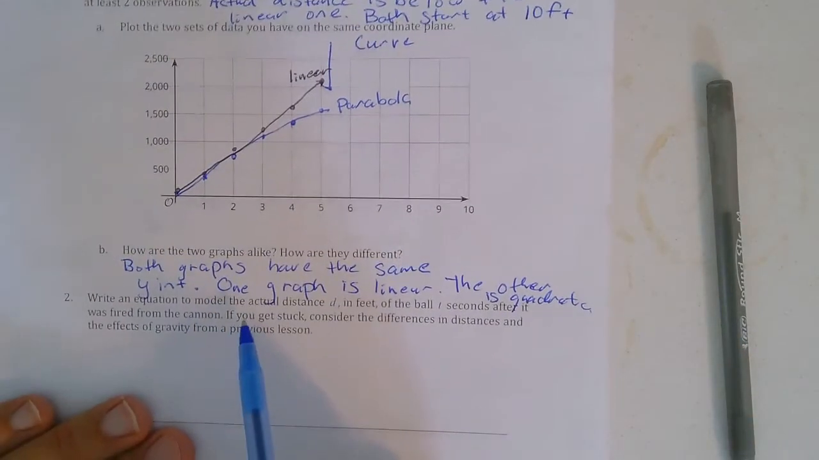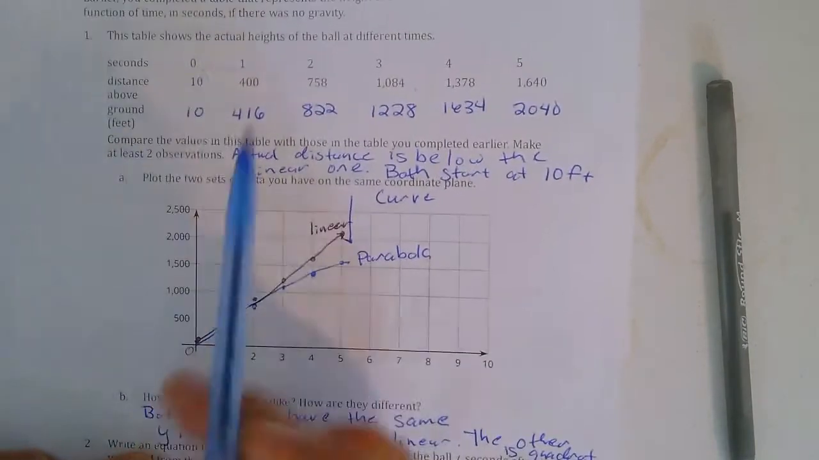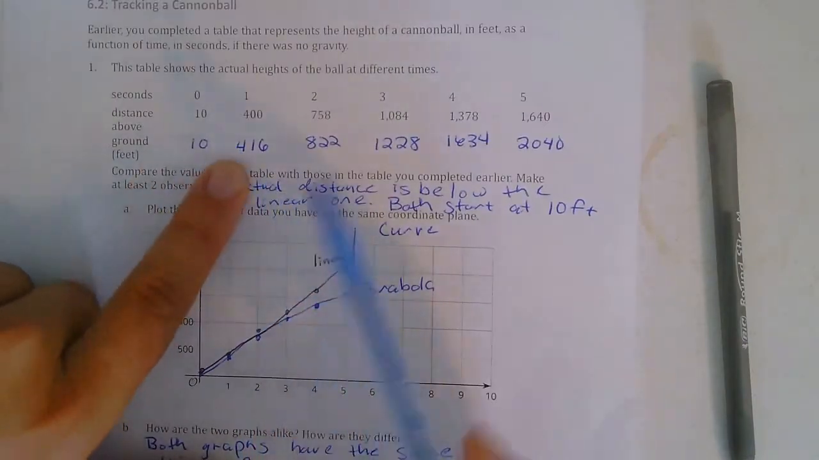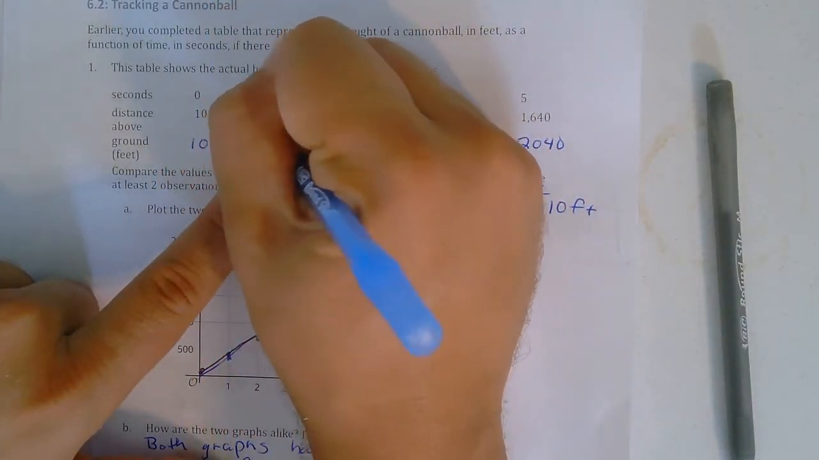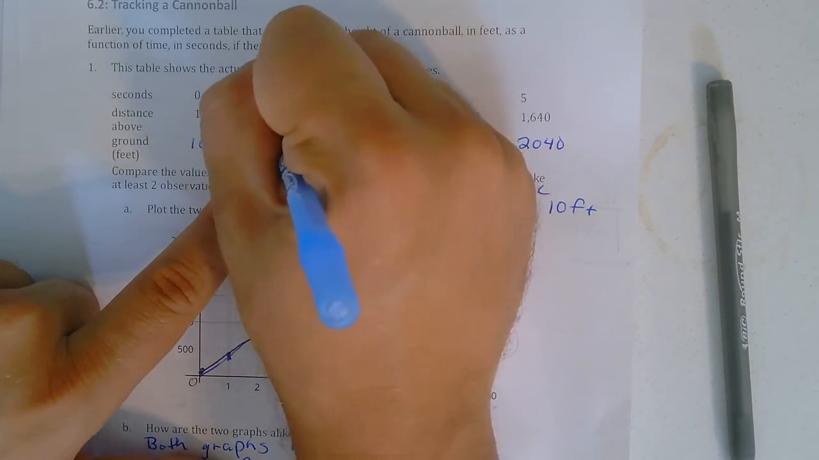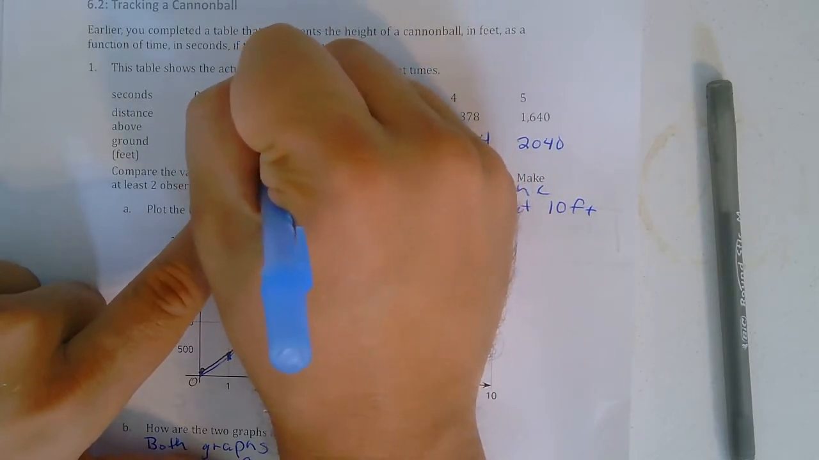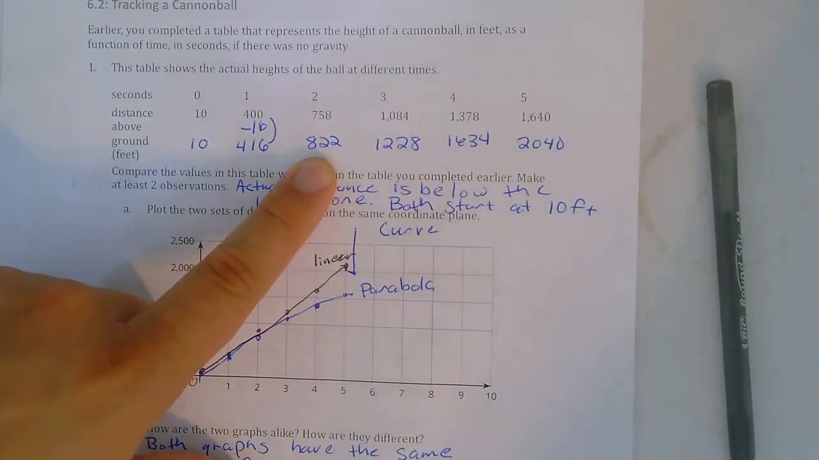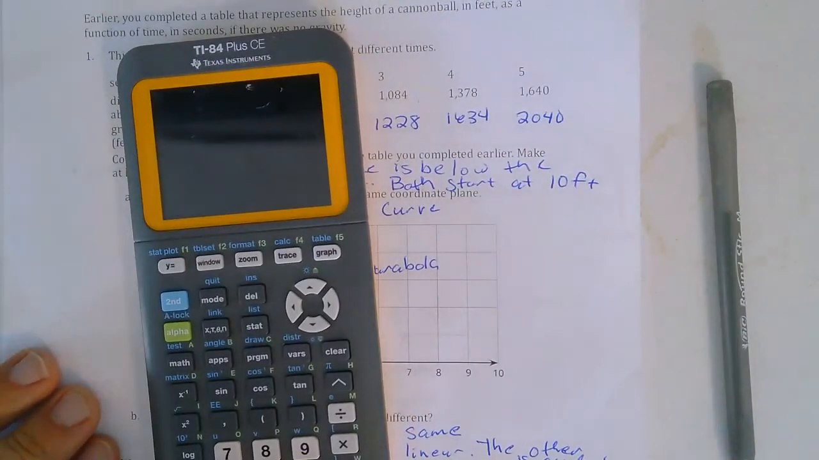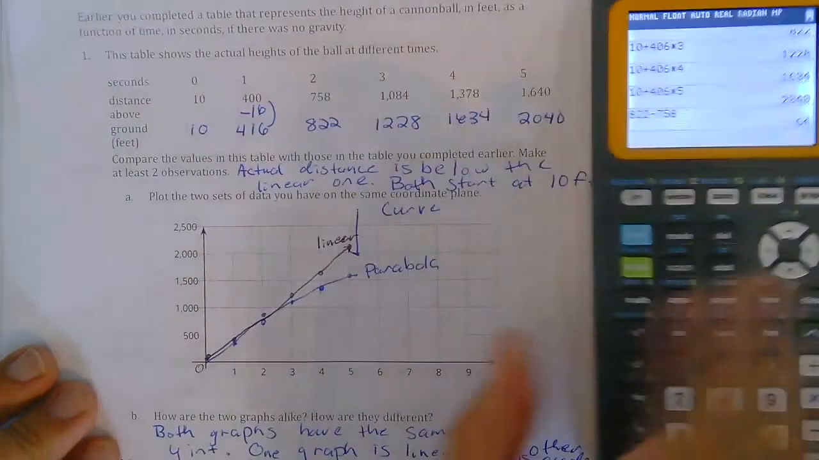Now, we need to write an equation for the actual distance. So what we're going to do is just compare the distances between them. So I want you to notice this one, they both started at the same point. But to move from the predicted to the actual, we subtracted 16 feet. Then if I look here and I find the difference, 822 minus 758, that gives me 64.